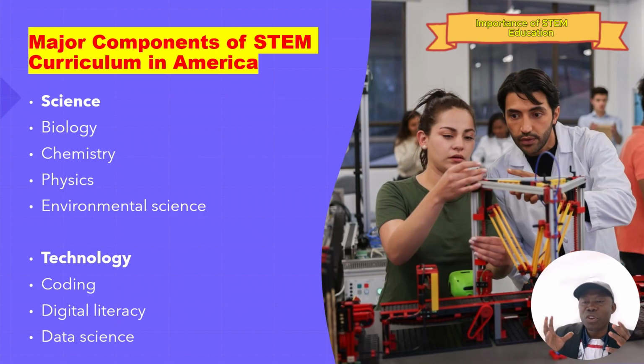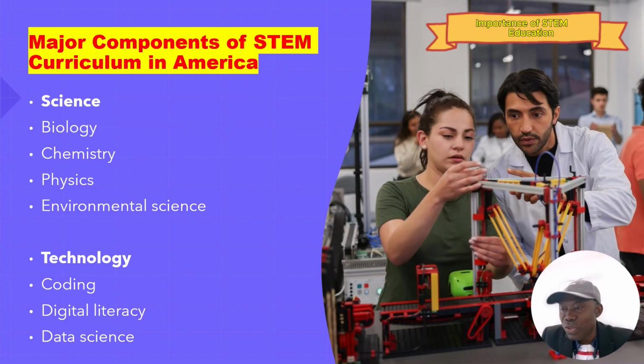Once you look at the curriculum of STEM education in America, it's about science. In science, we look at biology, chemistry, physics, and environmental science. So the study of STEM consists of all these categories. In technology, we look at coding, data literacy, and data science. STEM is studied from elementary school, middle school, and high school to college level.